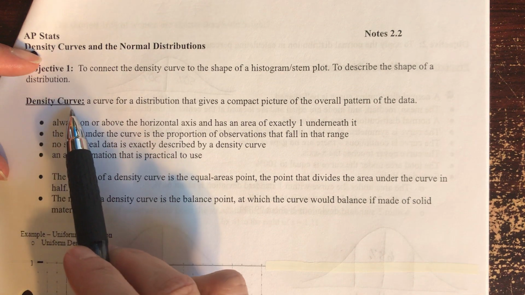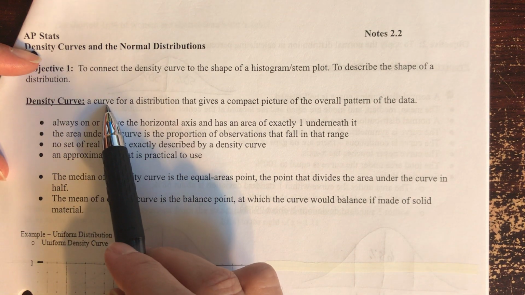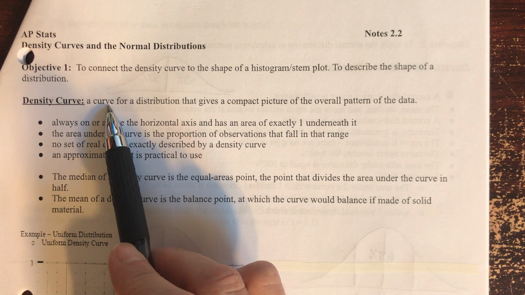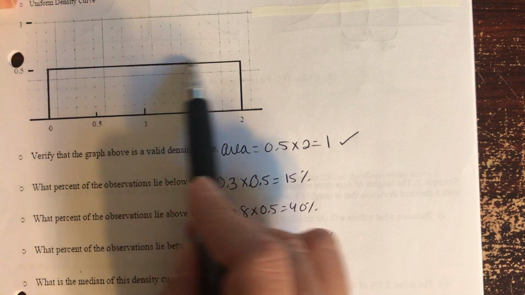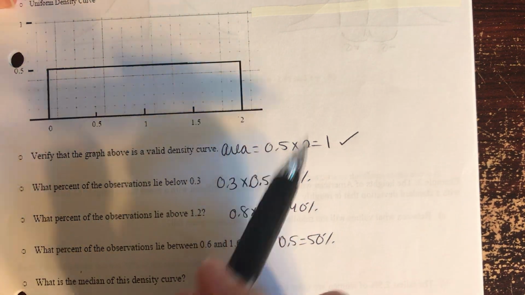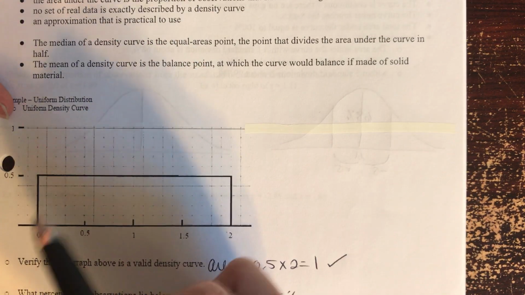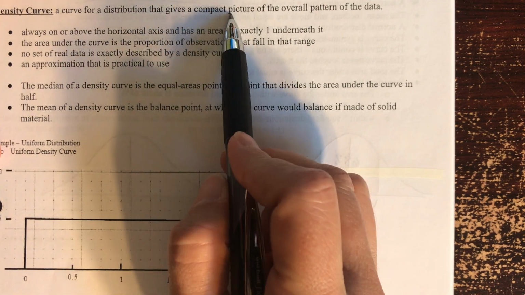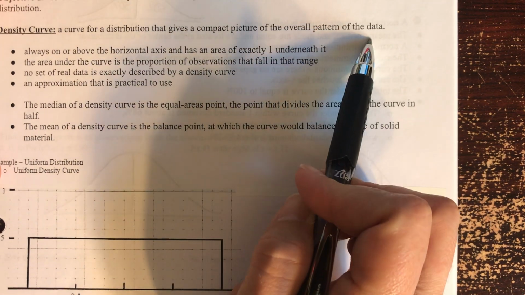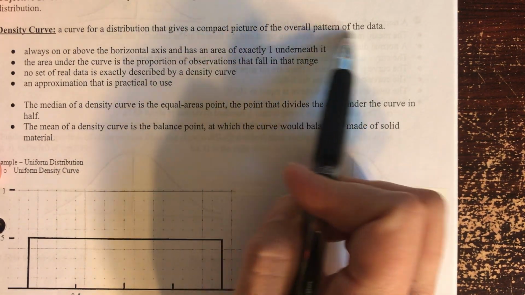Okay, so our density curve is any kind of curve, but what we've got to be careful of is it doesn't have to be curvy. It could be boxy, like this here. This is called a density curve. Technically, anything that's graphing a compact picture of the overall pattern of data is a density curve.